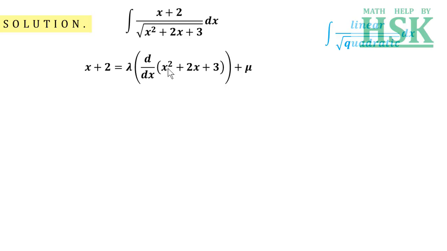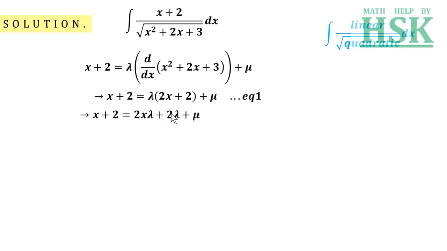Okay, now this x² + 2x + 3 on differentiation gives me 2x + 2. So I can write x + 2 is equal to lambda times (2x + 2) plus mu. Okay, on separating the terms of x and the constant term in the right hand side, I get the expression like this. Now, in the left hand side, the coefficient of x is 1, and in the right hand side, the coefficient of x is 2 lambda, right? 2 lambda multiplies with x, so the coefficient of x would be 2 lambda.